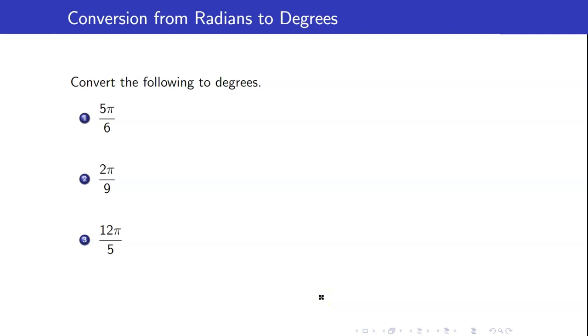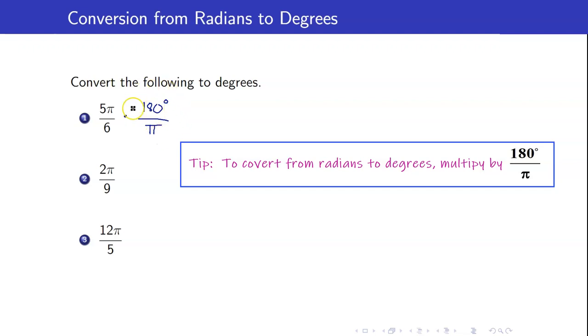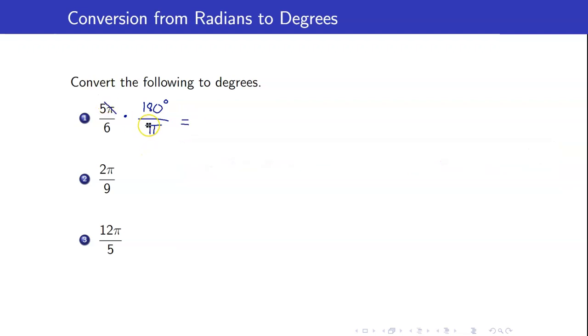Next, let us convert the following to degrees. Take note that we will now multiply this. We want to end up with degrees, so we want to have radians on the denominator and degrees on the numerator. So that's why this is now 180 over pi. Again, we are not changing the original expression because this thing over here is equal to 1. So pi gets canceled out. This is 30. So 30 times 5, we get 150 degrees.